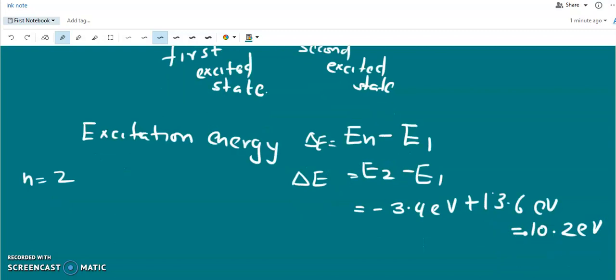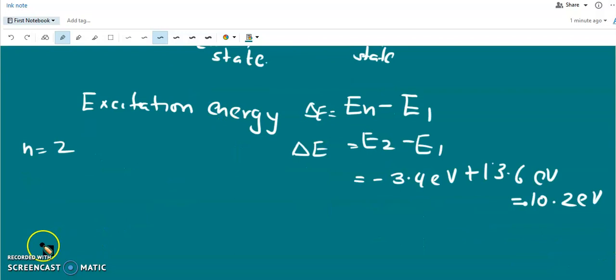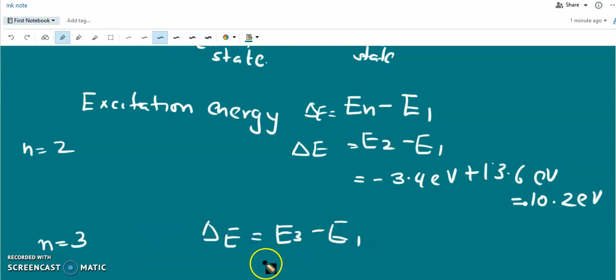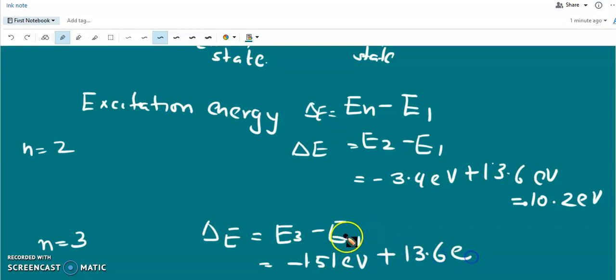Similarly, the second excited state corresponds to the quantum number n equal to 3. So the excitation energy delta E is equal to E3 minus E1. E3 is E1 by 9, that is minus 13.6 by 9, which is minus 1.51 electron volt, minus 13.6, because E1 is minus 13.6 and there is a minus over here. So that is equal to 12.09 electron volt. And similarly, we can find the excitation energies of the higher energy levels also.